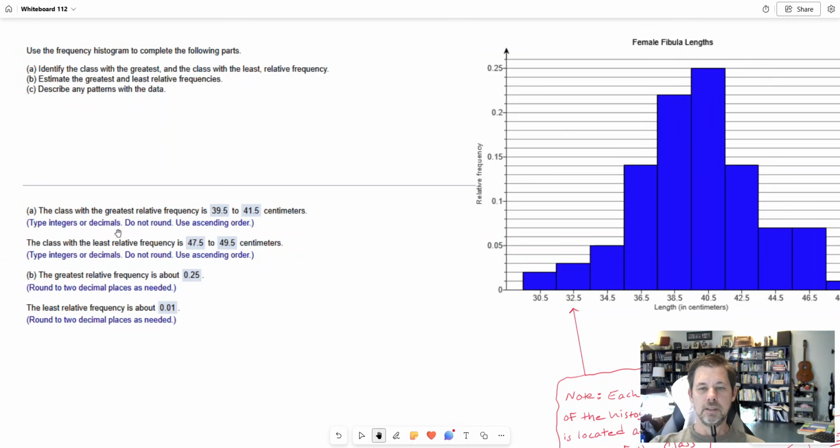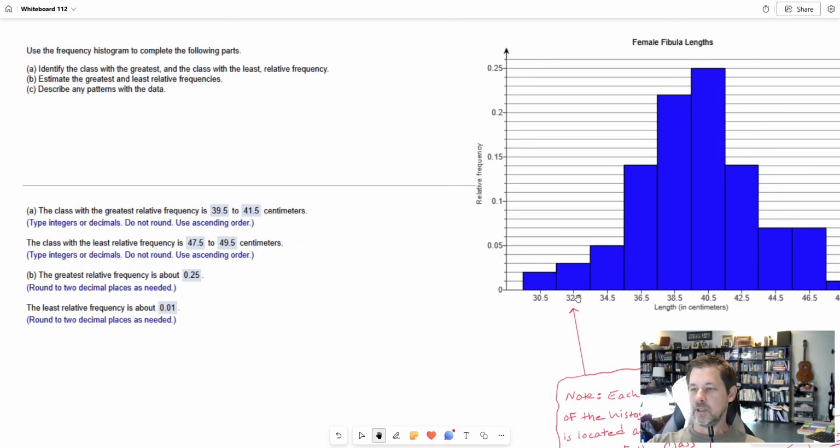Well, greetings, everybody. So what you see here is a problem from my math lab that I'd like to show you. And if you want the short answer about this question, it would be this. This is a histogram where each bar of the histogram is located at the midpoint of the class.